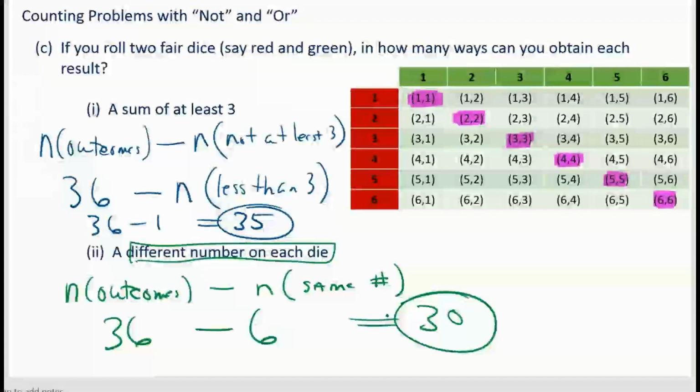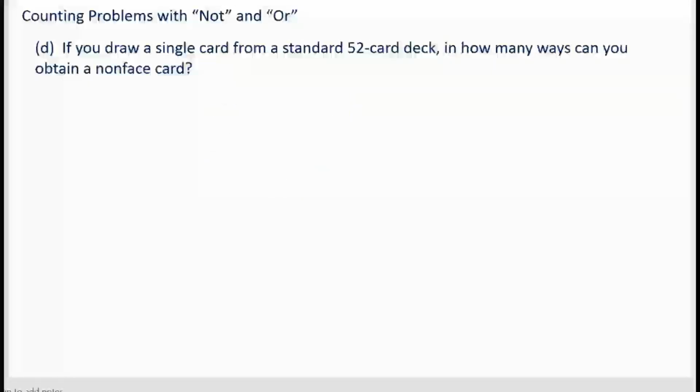So what is the point here? Sometimes it's easier to just subtract out the ones you don't want to count rather than counting the ones you do need to count. I hope that makes a little bit of sense to you. So let's try another problem. Okay, so if you draw a single card from a standard 52 card deck, how many ways can you obtain a non-face card? Now I'm going to pull up a picture of cards for you in just a minute, but for those of you who have a good understanding of cards, you know what face cards are, right?